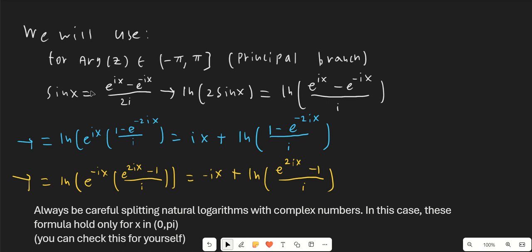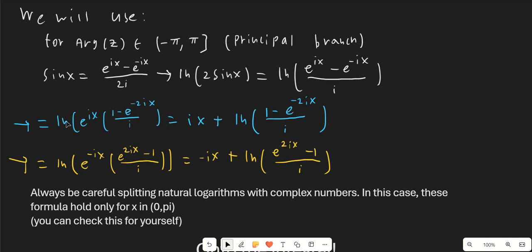Note that sine of x equals e to the ix minus e to the negative ix over 2i, which means that ln 2 sine of x equals ln of (e to the ix minus e to the negative ix) over i. We can also write these two other identities. By factoring out e to the ix or e to the negative ix, we get these two expressions right here. Notice that one of them has ix in front and one of them has negative ix, and then they have these two natural logarithms.